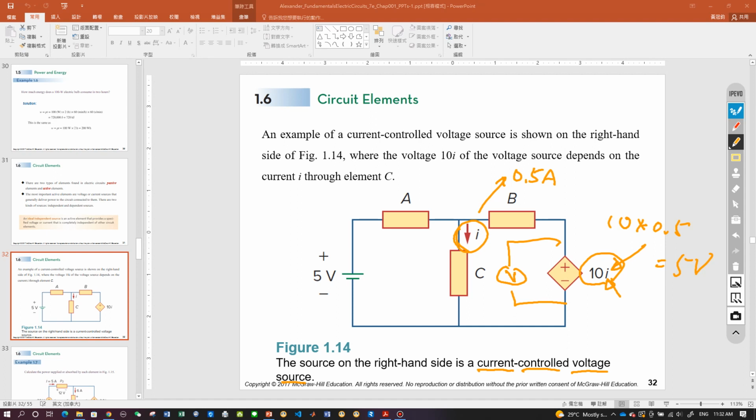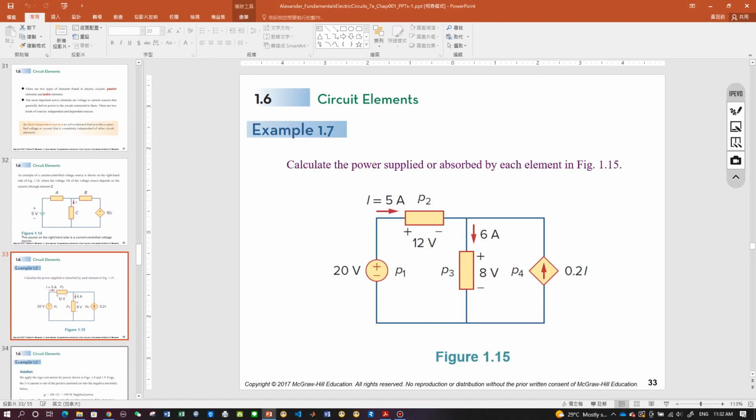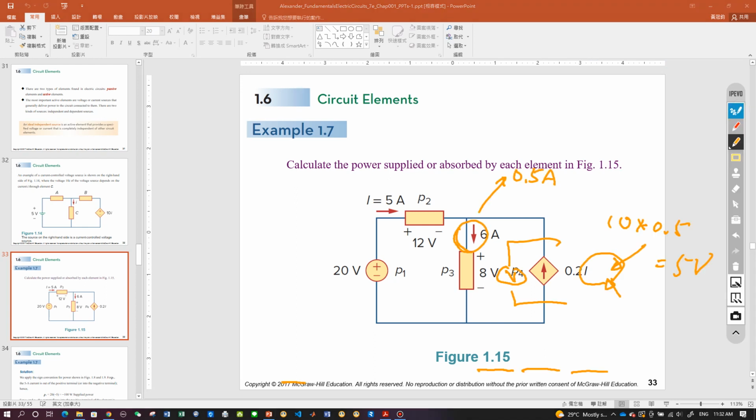VCVS, we will see later. Okay, next page, we are talking about this. Oh my God, calculate the power supplied or absorbed by each component in the figure. This one, the first thing we see in this figure is here.